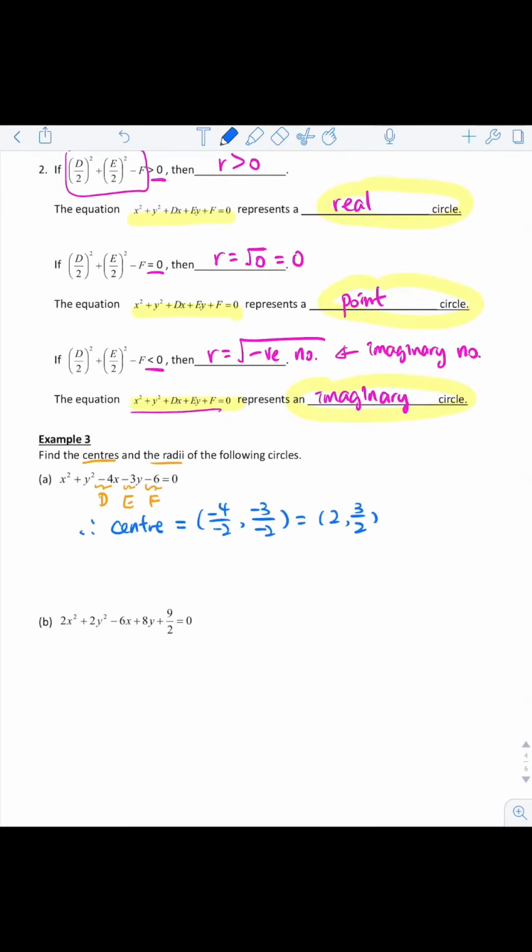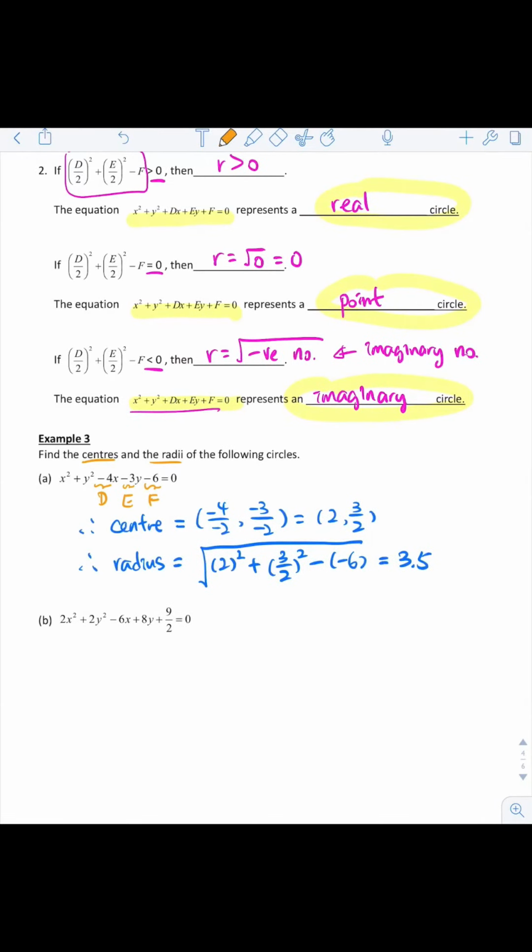So we got 3/2. For the radius, after we found the coordinates of the center, H, K, we can directly use the formula square root of h squared plus k squared minus f. So you will get 3.5. Of course, you can use the first formula, using D, E, F to find the radius.